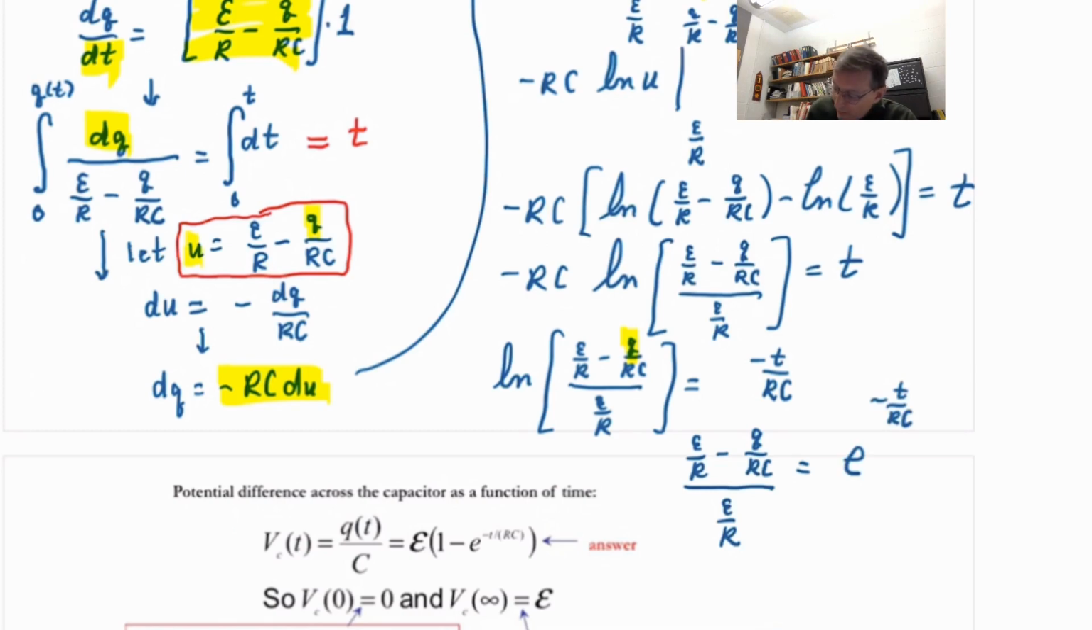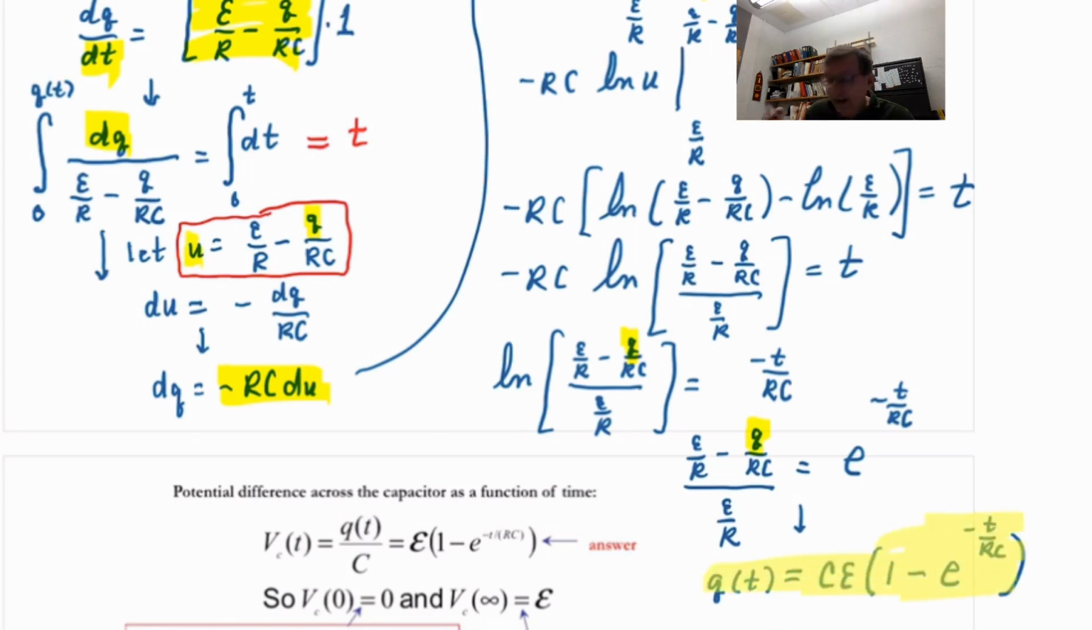And now the next little bit I'm going to let you do. You do the algebra carefully to solve for that Q. And I'm going to write down what you get. You'll get Q, and it's going to be a function of t. You get C times the EMF times 1 minus e to the minus t over RC. That's a pretty famous result for the charge on a charging capacitor as a function of time. And now you have seen a solution to a differential equation.